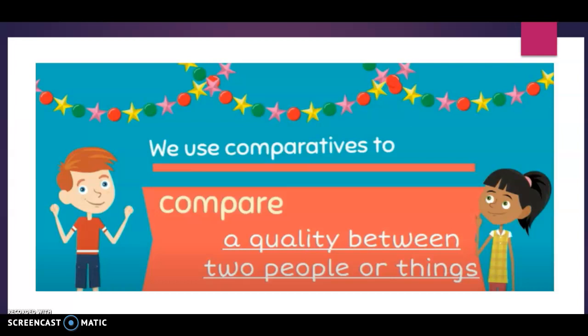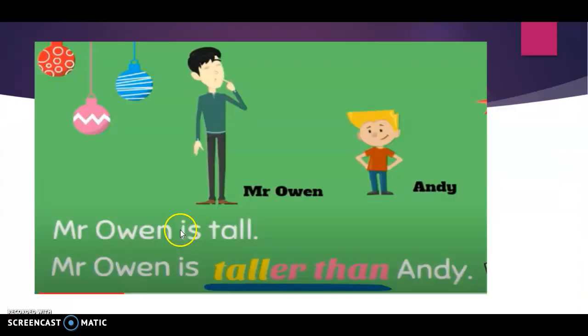We use comparatives to compare a quality between two people or things. But remember, not more than two elements. This is Mr. Owen and this is Andy. Let's make a comparison using the adjective tall. Mr. Owen is tall. Mr. Owen is taller than Andy.